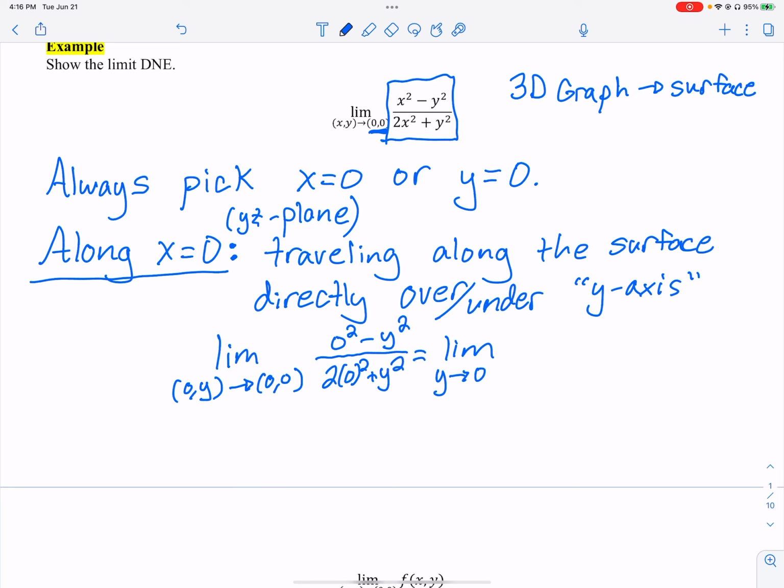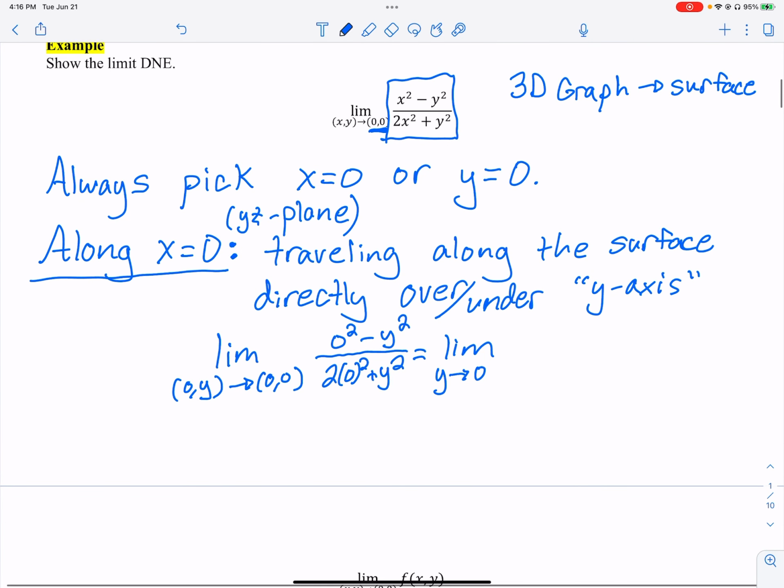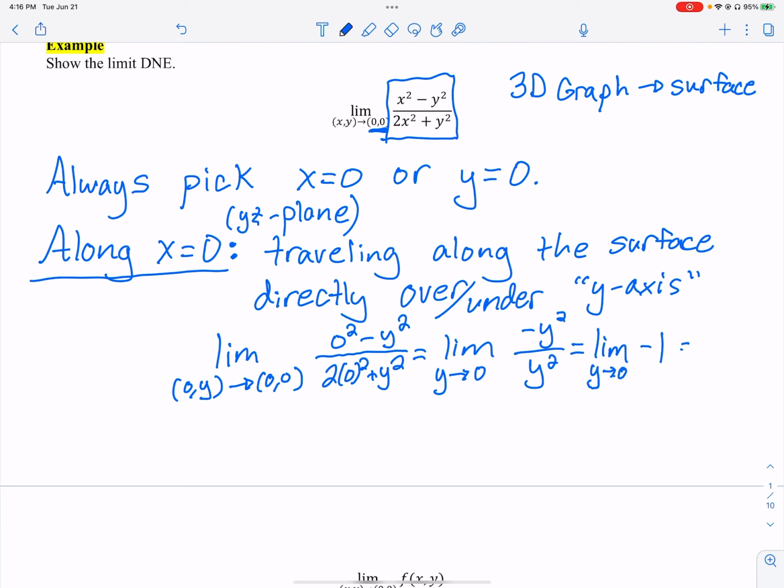So I'm just going to do as y goes to 0. And then what we have here is negative y squared over y squared. So that is the limit as y goes to 0. I'm just going to go all the way down to my constant. And then remember back from Calc 1 at the very beginning, the limit of a constant is the constant. So that's the path along x equals 0.